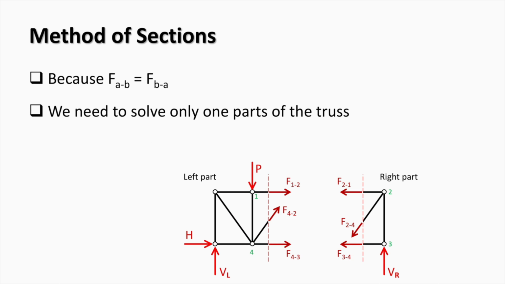Now we have two rigid bodies with forces applied. Both bodies should be in equilibrium. Because the corresponding forces acting on both parts of the truss are equal, only one part of the truss needs to be solved.